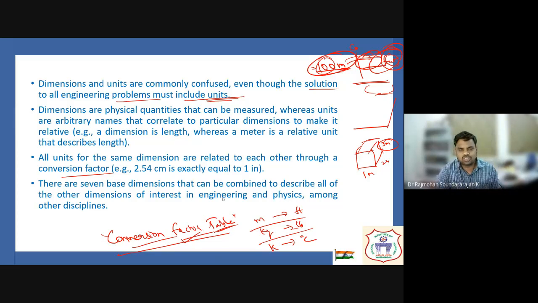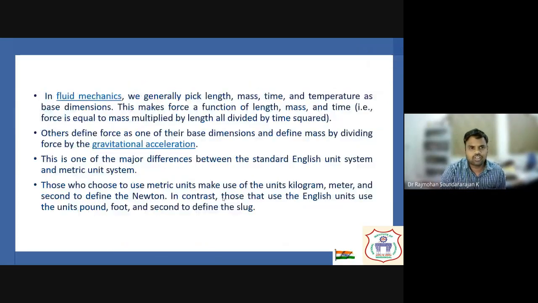There is a basic unit, a derived unit, multiple units, right? So different unit systems also come into the picture. But if, for example, you are looking into a fluid mechanics course, we generally pick 3 units. Mass, length, time, temperature will be the basic dimensions, because we will be doing dimensional analysis.